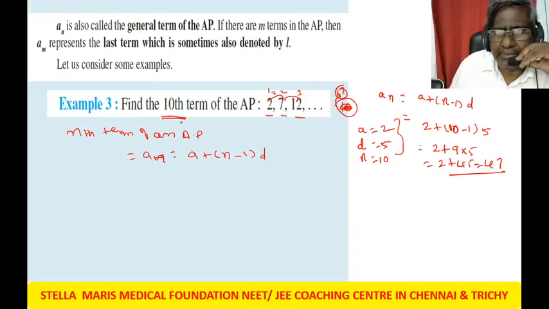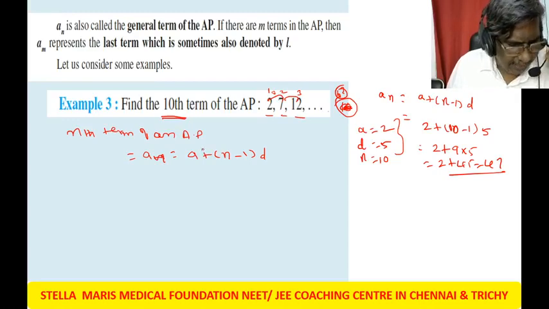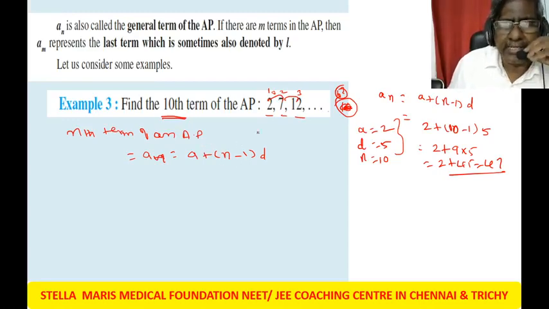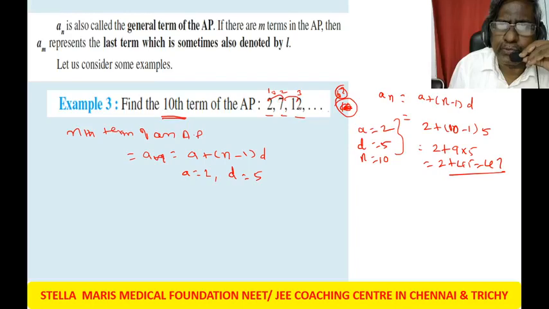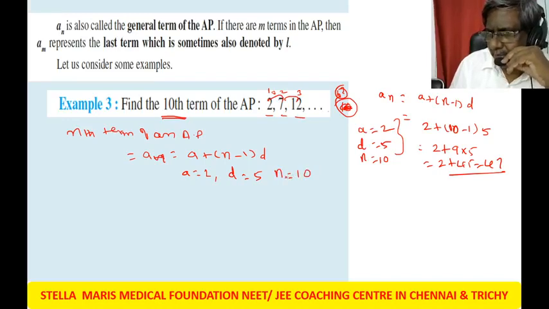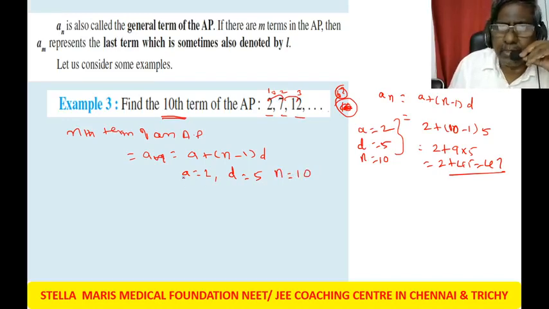So find the 10th term. They need the 10th term, so n is 10, they are saying. A is equal to 2. D is equal to 5: 7 minus 2 is 5, 12 minus 7 is 5. So D is equal to 5 and small n is equal to 10. Okay, Shivakumar, thank you.